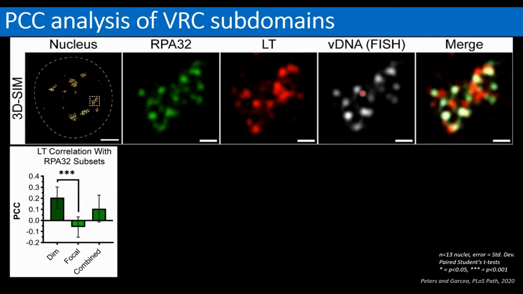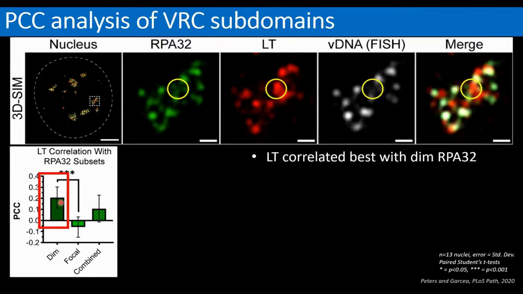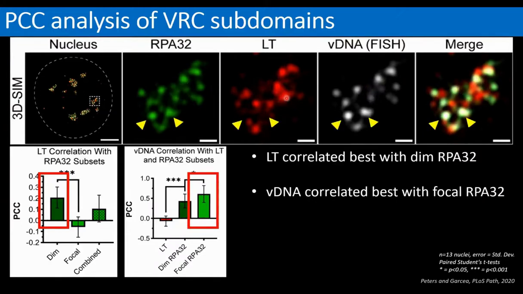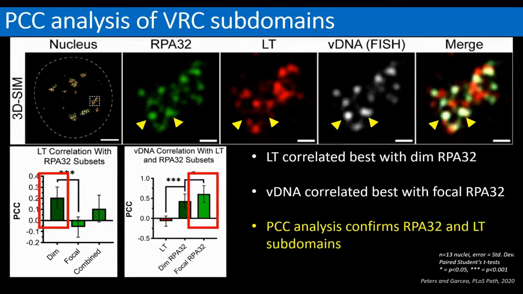Here are the results of PCC analysis for several nuclei in this experiment. Here I'm showing the average PCC values of large T antigen with each RPA32 subset. We found that large T antigen correlated best with dim RPA32, which is consistent with what we see by eye. We also found that FISH-labeled viral DNA correlated best with focal RPA32, which is also consistent with what we see by eye. These results confirm spatially distinct subdomains are present and occupied by RPA32 and large T antigen.